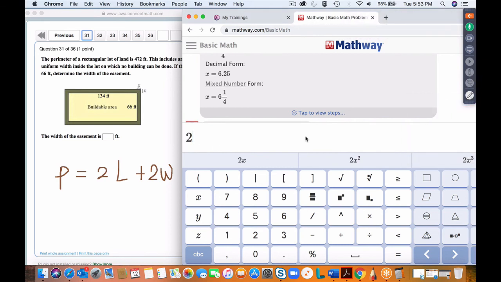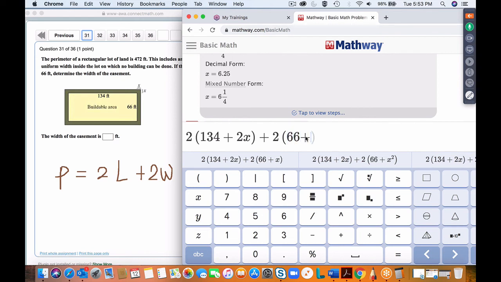So we have 2 times the length, which is 134 plus 2x. There's 2 small x on the left because it's a frame. On the left and the right we have a little frame, so the length is about 2x. Now plus 2 times the width, which is 66 plus 2x also because of the frame, and that's it. That's all we need to do.